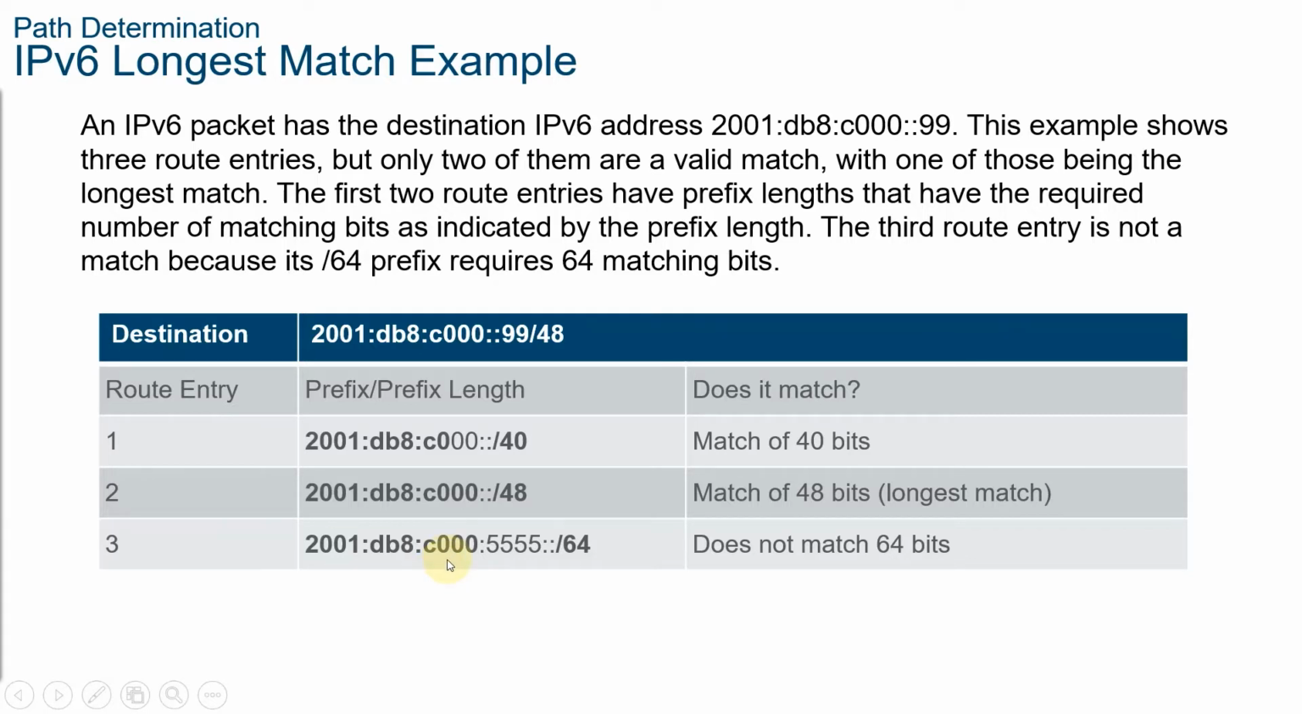So for the destination IPv6 packet with the address 2001:DB8:C000::99/48, consider the following 3 route entries. Alright?